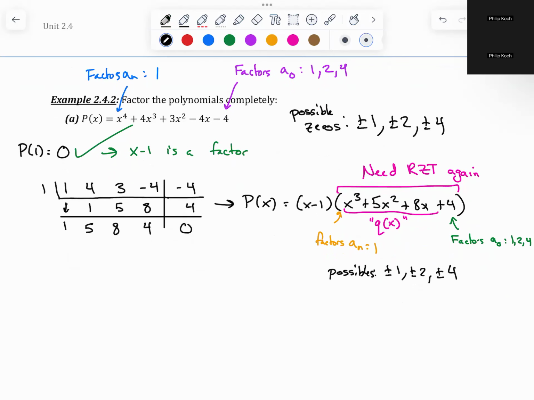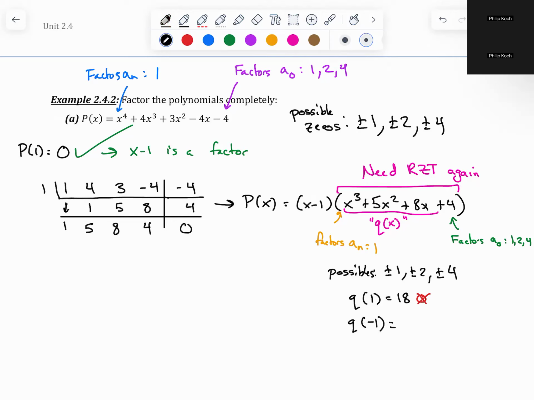And so Q of 1, let's check that out. That would be 1 cubed plus 5 times 1 squared plus 8 times 1 plus 4. That's equal to 18. So nope. How about negative 1?